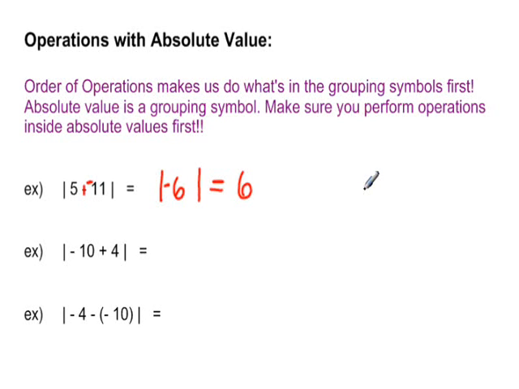Same thing with the second one here. I have negative 10 plus 4. Now I'm adding in this one, so I don't have to worry about following the subtraction rules. I get to just go ahead and follow the addition rules. I have a negative and a positive, so that means I'm going to be subtracting these numbers. So 10 minus 4, that is 6.